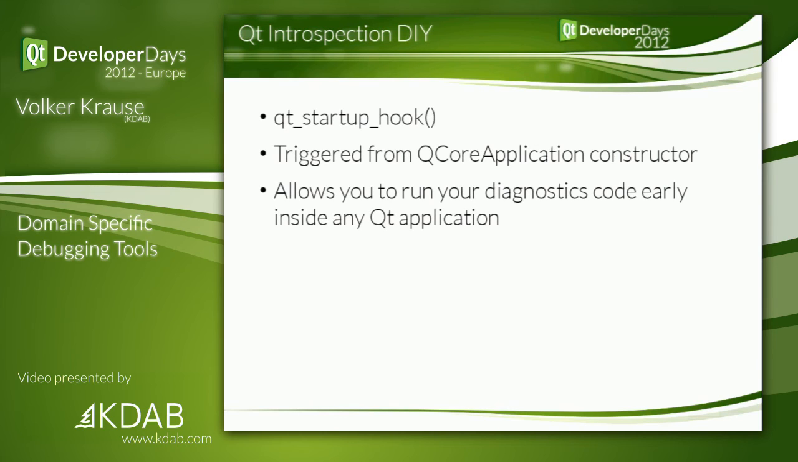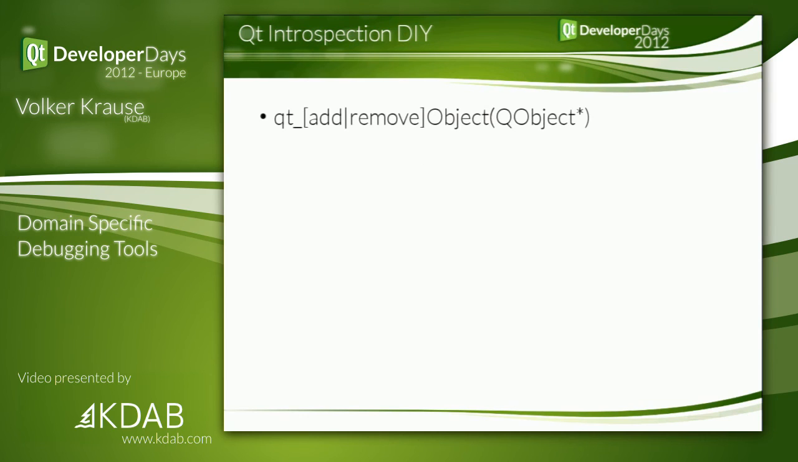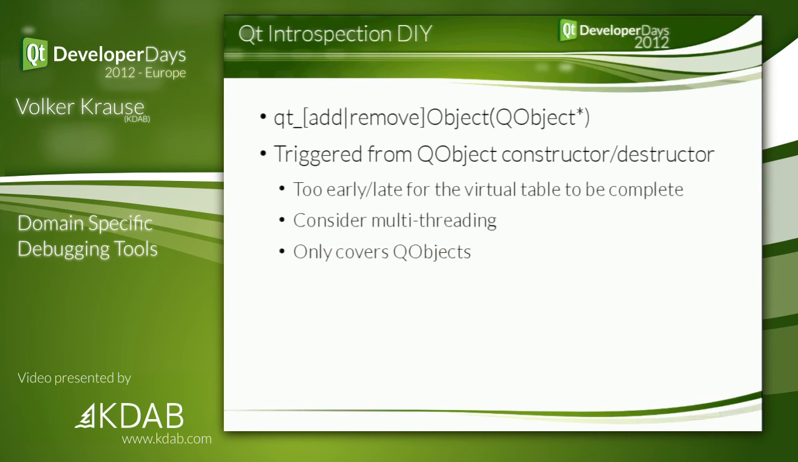So I can run my diagnostics code very early in the startup process, or just inject myself there and wait for something interesting to happen. Like pull up a global event filter, or wait for specific objects to be created. Right, and then we have the add and remove hooks. Similar thing as with the startup hook. You need to override them with an LD preload trick or something like this. And then they get triggered from the QObject constructor and destructor.